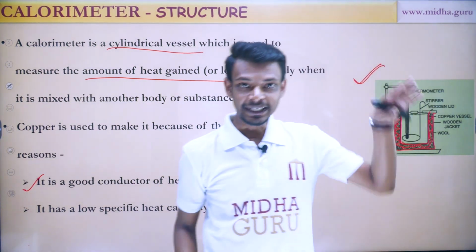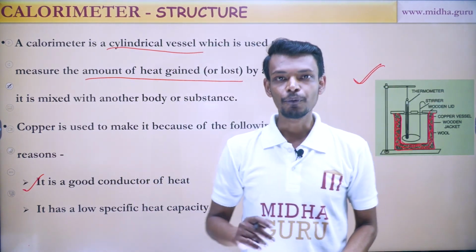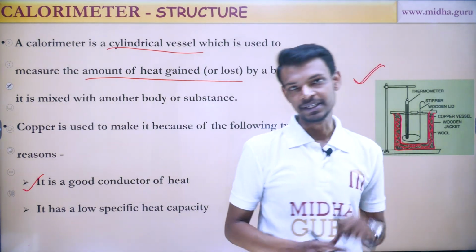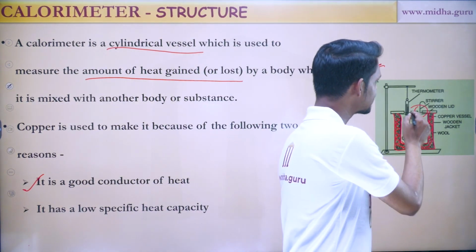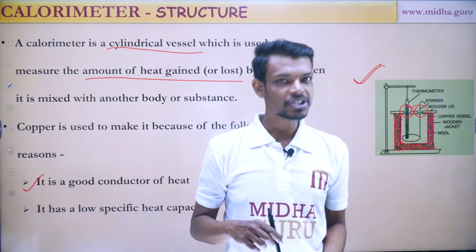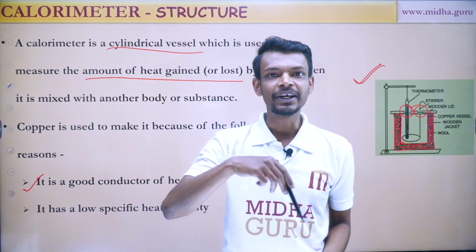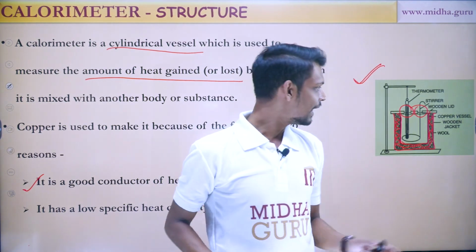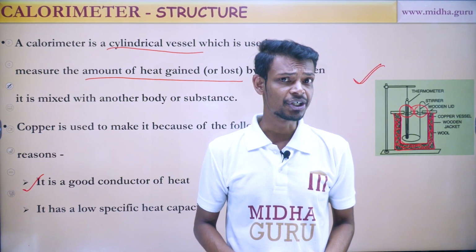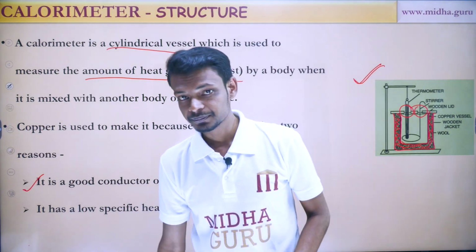Now, if I talk about the lid, then the lid is also made up of wood, because we know that it is a poor conductor of heat, but it has two holes in it. First hole is this one and second hole is this one. The first hole is made to insert the stirrer so that when the two liquids are mixed, we can stir it thoroughly. And the second hole is to insert the thermometer so that we can measure the temperature of the mixture.